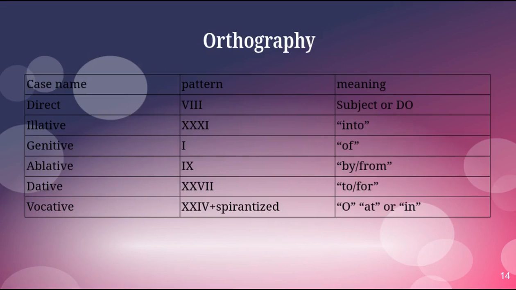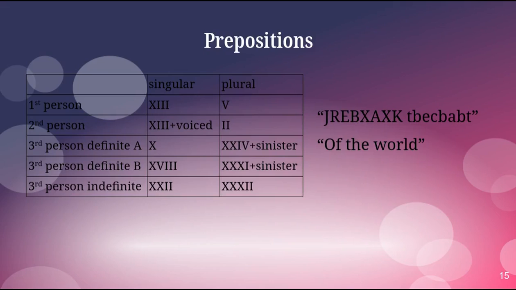Nouns take the forms shown on screen to mark case. Adjectives agree with nouns in case and take the same 6 forms. Prepositions are marked for person, number, and definiteness of the object. There are 10 possible forms they can take, and those are marked on screen. There are 2 forms for third-person definite singular, and 2 for third-person definite plural.